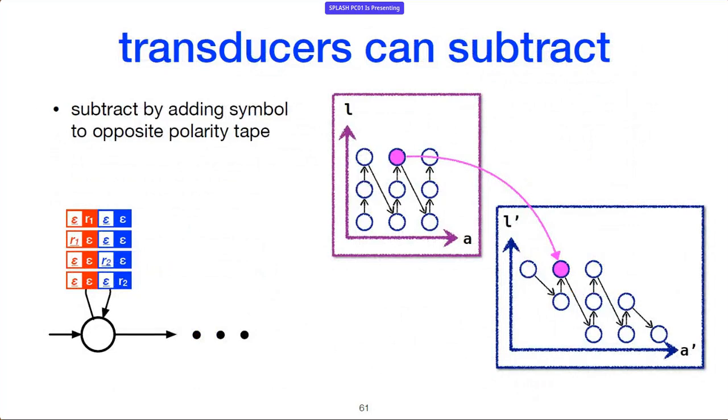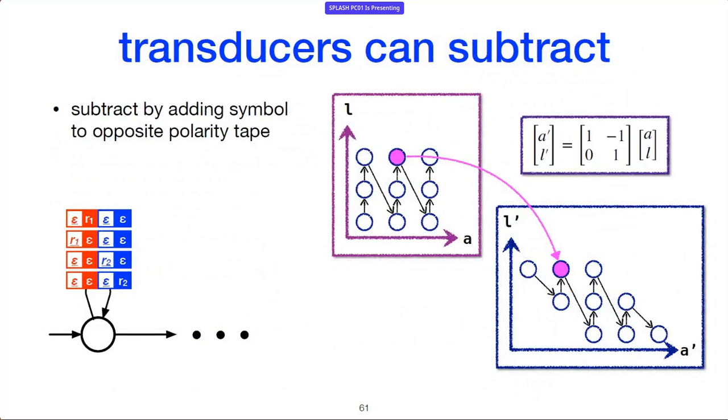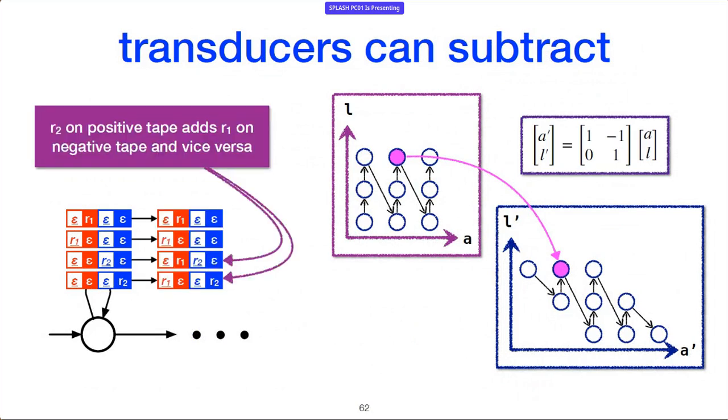I basically just subtract by adding symbols to the opposite polarity tape. I can represent this kind of negation using this kind of rewrite. Don't worry so much about staring at this and figuring out what it means, but basically what I'm doing is I'm just adding to the opposite tape. I'm taking the positive symbol and adding to the negative tape. I'm taking the negative symbol and adding to the positive tape. It lets me do subtraction in my transducer.